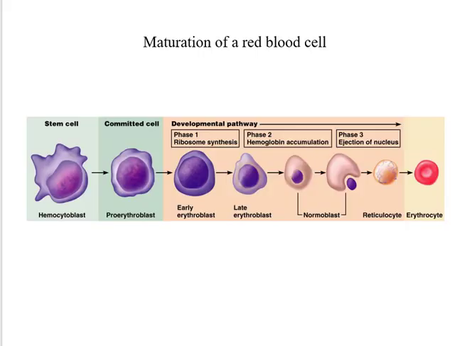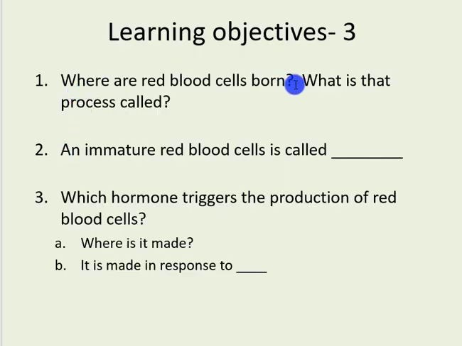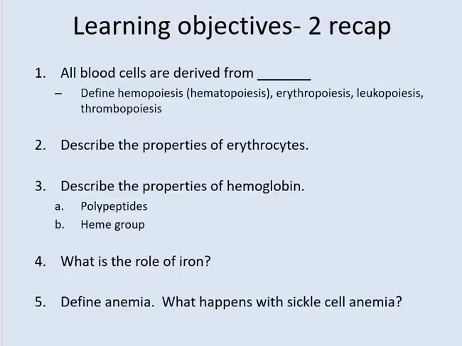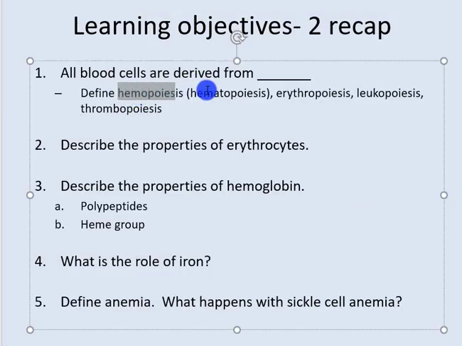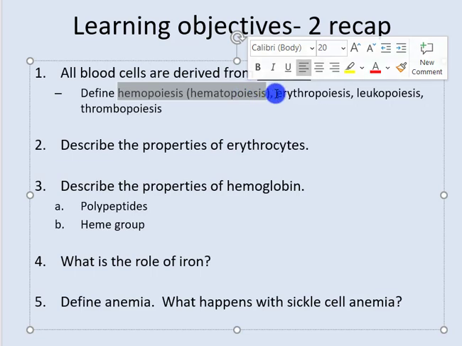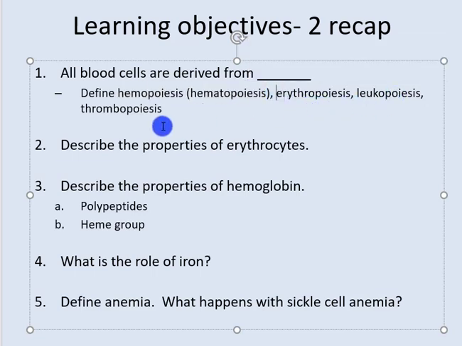So first, let's look at red blood cells. You already know that red blood cells are born in the bone marrow. And what is that called? It's called erythropoiesis. And we looked at that previously. Remember that hemopoiesis or hematopoiesis is made up of things called erythropoiesis, leukopoiesis, and thrombopoiesis. Erythropoiesis is the process of making red blood cells. And again, it happens in the bone marrow.